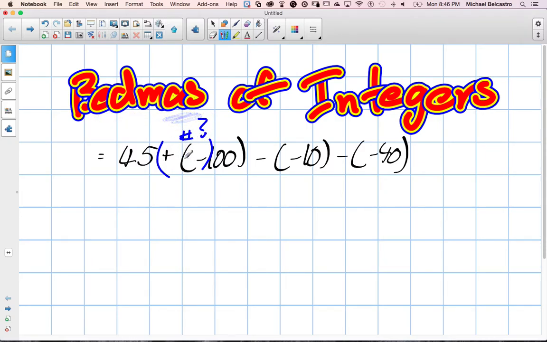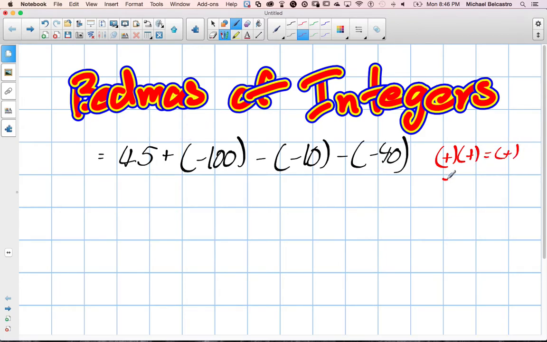So we want to simplify all the operations. The operation rules: a positive times a positive equals a positive, a negative times a negative equals a positive, and a negative times a positive or vice versa equals a negative. They also help us simplify operations.